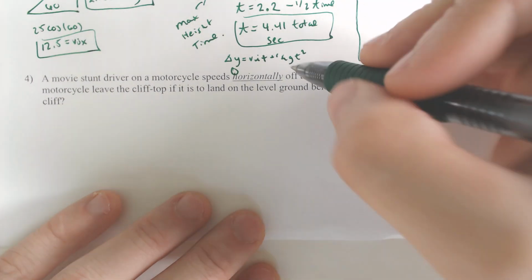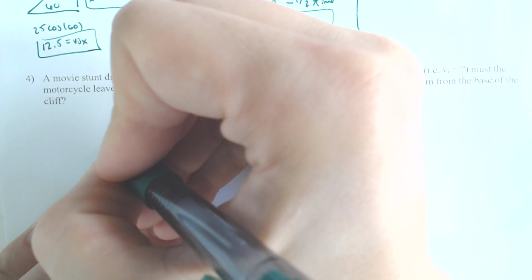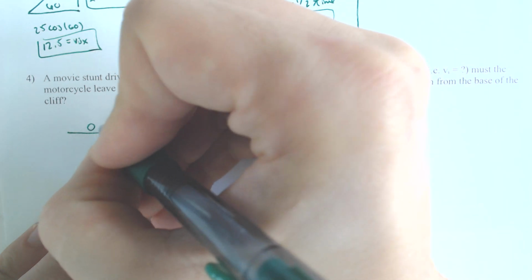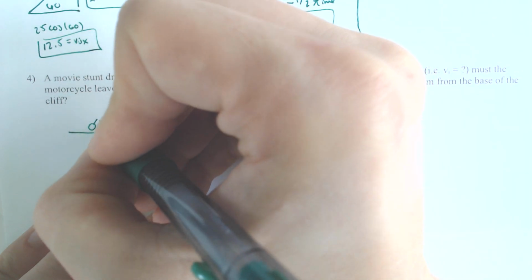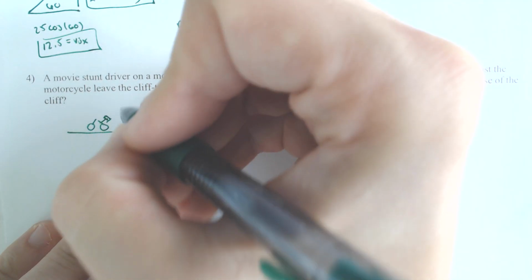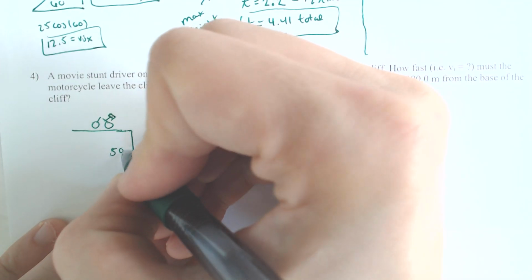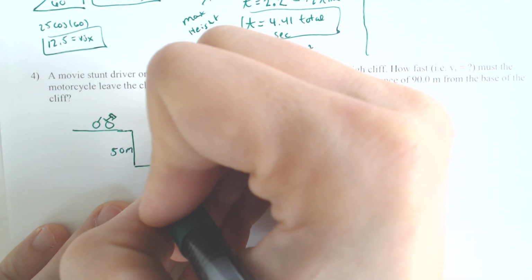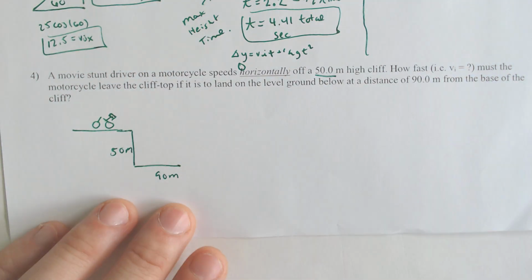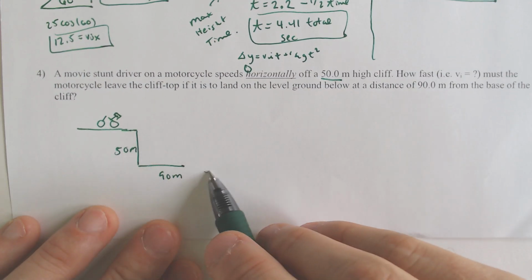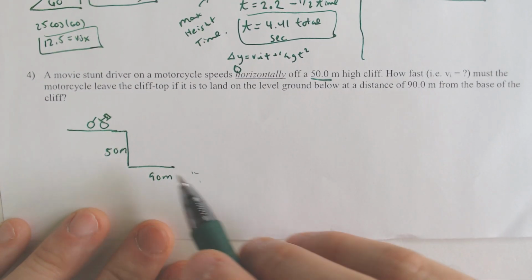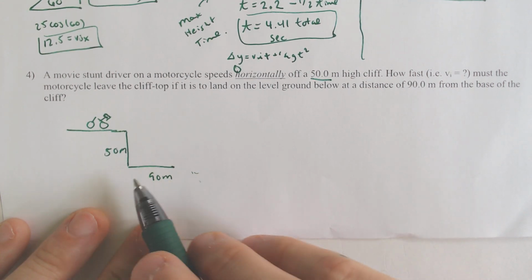All right, so he's 50 meters high. So that's important. He's 50 meters high. He's riding a motorcycle. Motorcycle. Off of a 50-meter high cliff. He wants to go 90 meters over. So in this case, that 90 meters, he needs to do that in a certain amount of time.